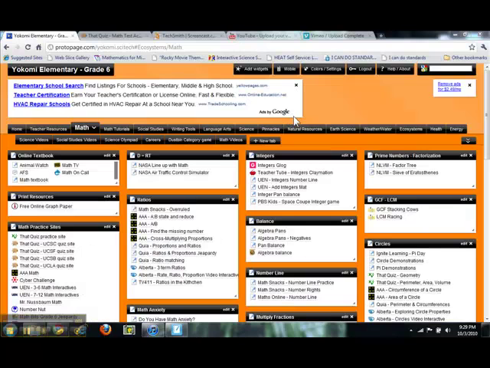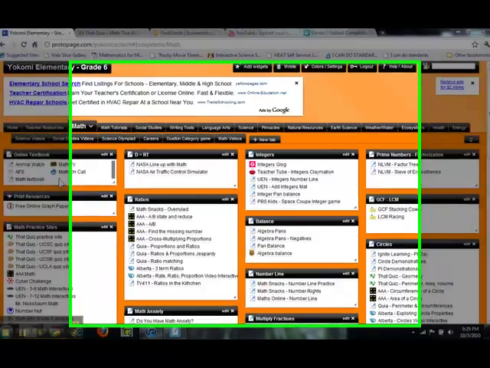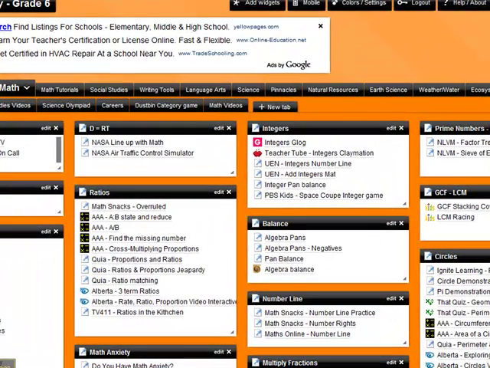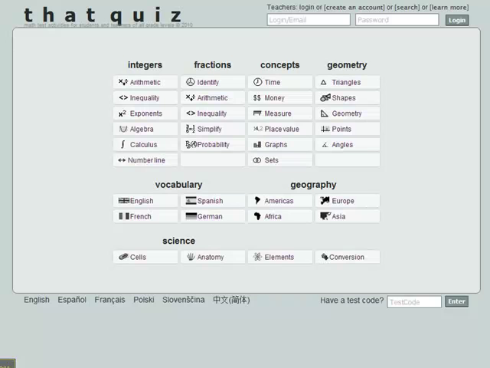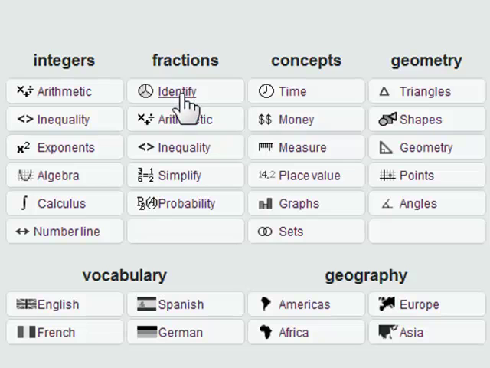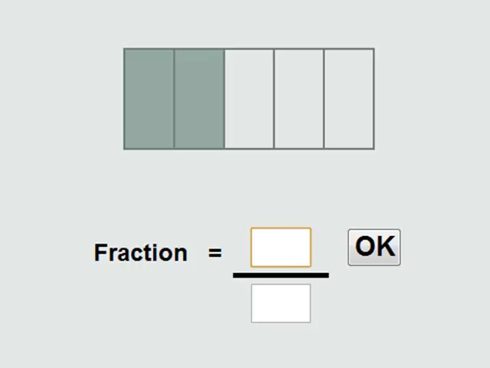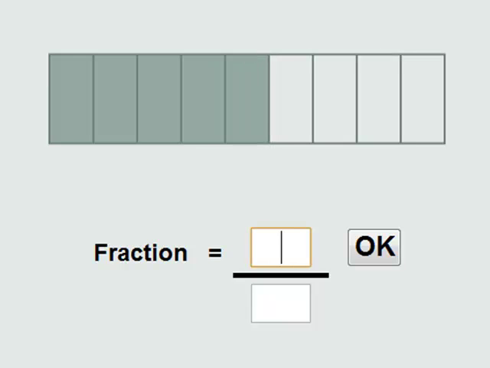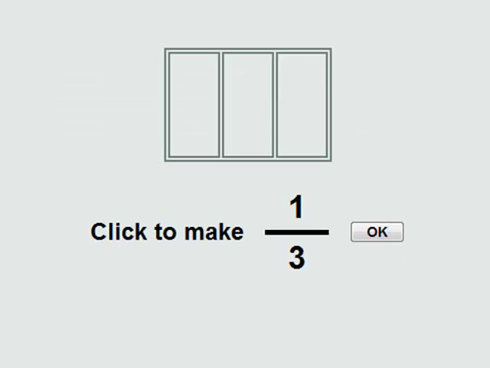Do some math practice with fractions in that quiz. If you go to the Proto page, you go to the Math tab, you'll see that quiz practice site. You click on that link, and it will open up this page right here. And we want fractions, and let's learn how to identify fractions. Well, level 5 is a little simple. Let's try level 12, and we'll try it in a number of different ways.